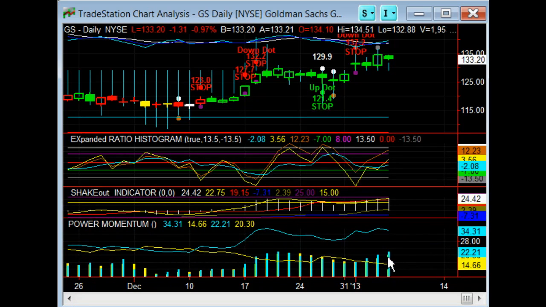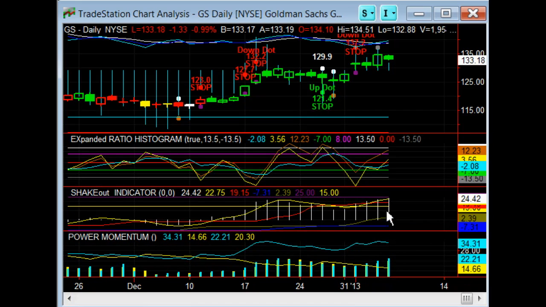The power momentum at times is going to be a little late, so I'm really watching the relationship between them, as it's not necessarily the most powerful. I'm going to get an earlier signal from my expanded ratio histogram and from the extreme histogram, and when those are combined, which is what you're seeing from your dots, where they take it into account, the red dot shows up because it knows that this is going to resolve to the downside.